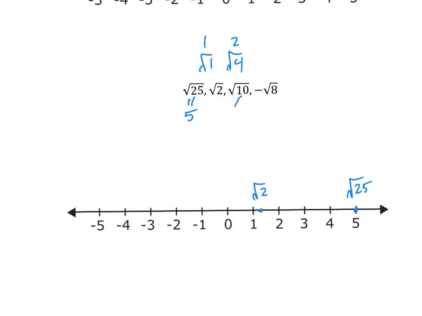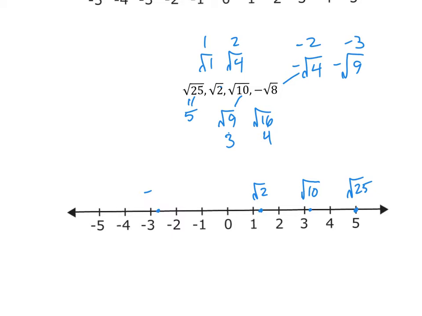Okay, the square root of 10 will be between the square root of 9, which is 3, and the square root of 16, which is 4. Definitely closer to 3 though, so we'll put it slightly above 3, the square root of 10 here. And then negative square root of 8. Okay, so that will be between the square root of 4 and the square root of 9, or the negatives of those. So between -2 and -3. It'll just be slightly less than -3, so we'll put it about right there.